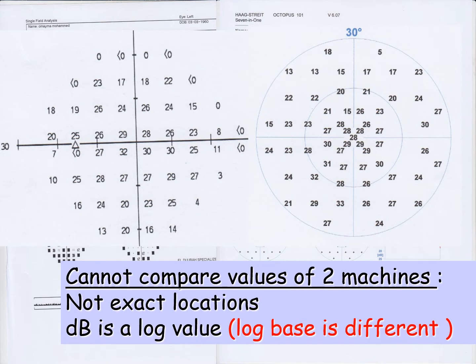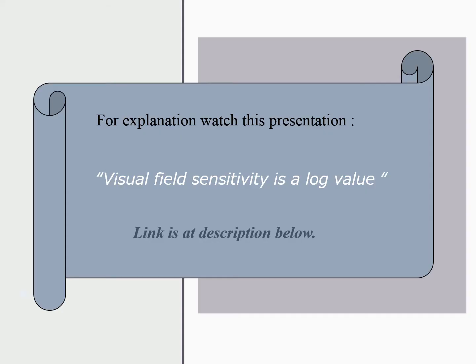Keep in mind that we cannot compare values of the two machines because they are not in the exact locations, and also the decibel we see here is a log value, and the base of the log is different between these two machines. If you need a full understanding of this point, I recommend you check the second presentation titled Visual Field Sensitivity is a Log Value, and a link will be written down in the description.